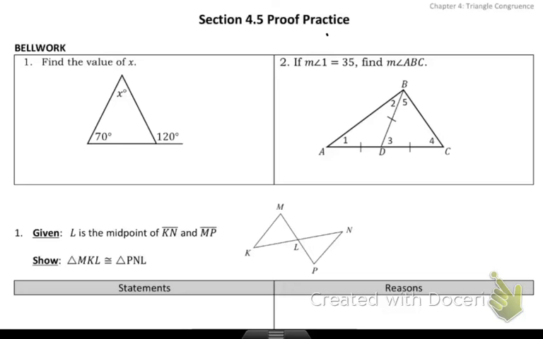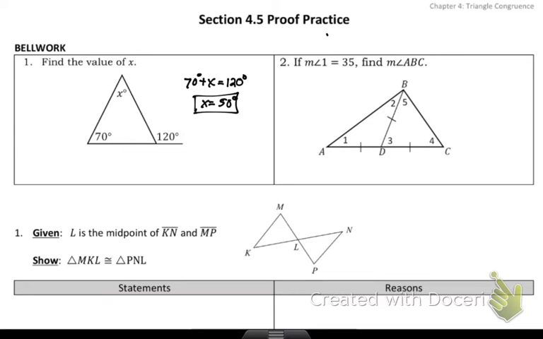We have an exterior angle. What do I know about exterior angles and the remote interior angles? They add up to the exterior. So we basically have 70 plus x equals 120. Subtract 70 from both sides, and we're going to have x equals 50 degrees.